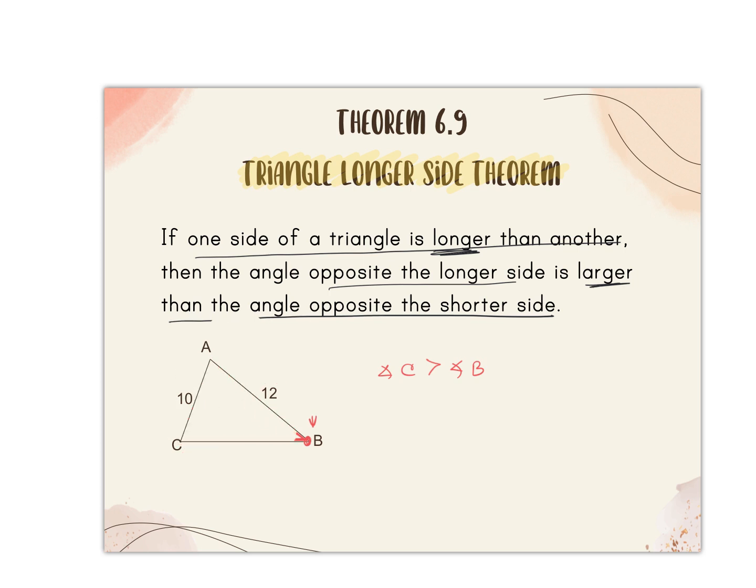So again, if side BC was 13 and this would be the longest side, that would mean that angle A is the largest angle. So the smaller the side, the smaller the angle opposite it. The longer the side, the larger the angle opposite it.